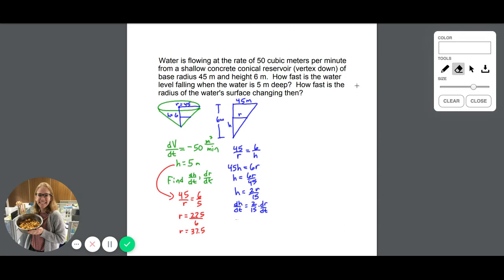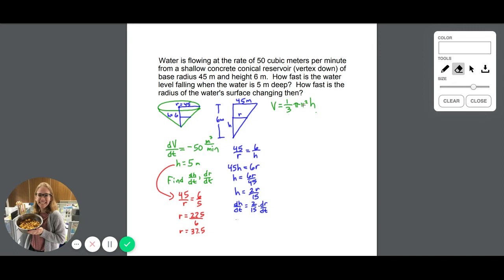Now, let's solve for one of these rates using the volume formula. So the volume of a cone is 1/3 pi r squared times the height. Now, we have two variables here, the radius and the height. I want there to be just one variable so that we can then solve for that rate once we derive.